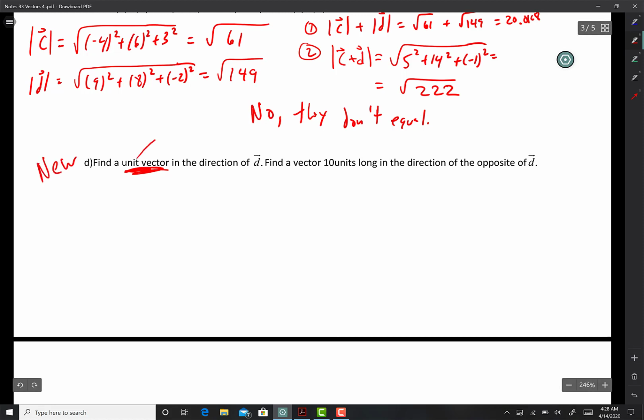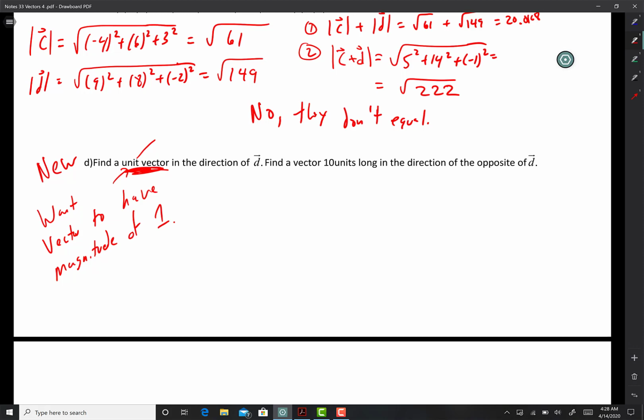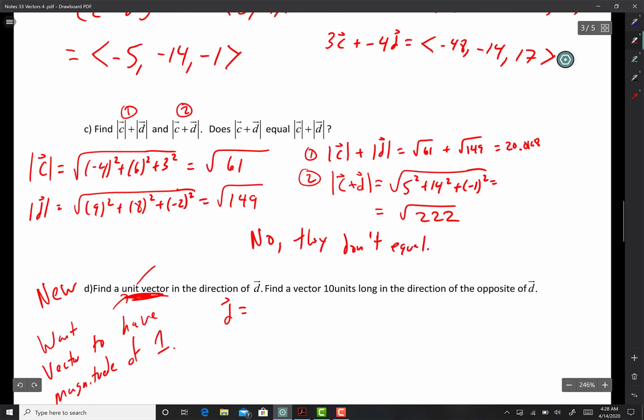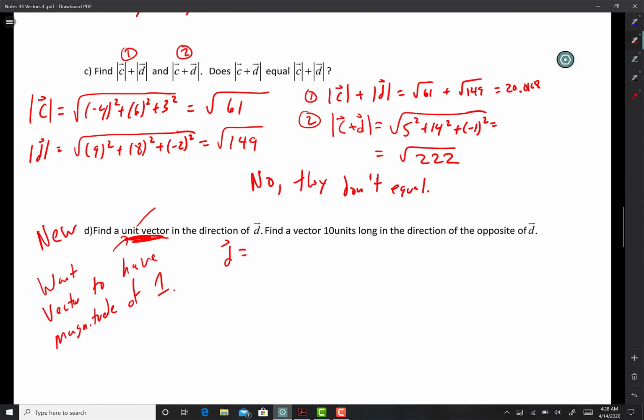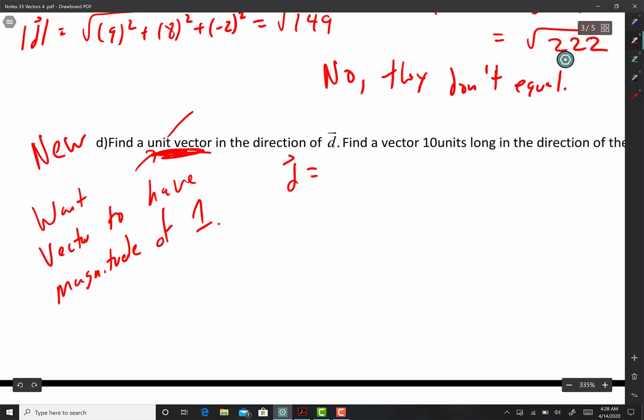A unit vector means that I want the vector to have a magnitude of 1, because that's what 1 unit is. So I'm going to write, want vector to have magnitude of 1. And that's actually pretty easy to achieve. So let me write what vector D is at the moment. Vector D is 9, 8, negative 2. Sorry, my laptop's acting fishy, guys.